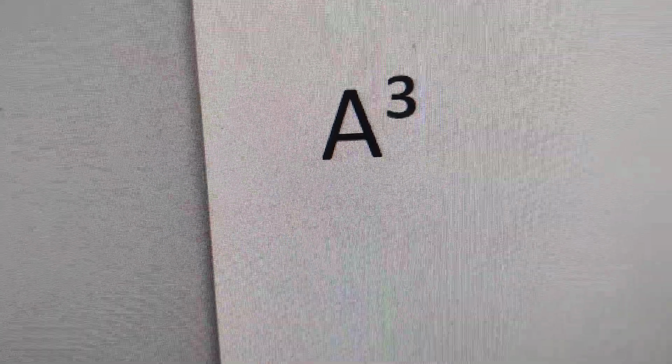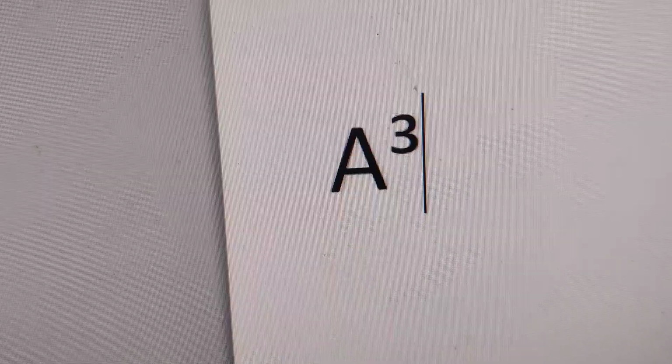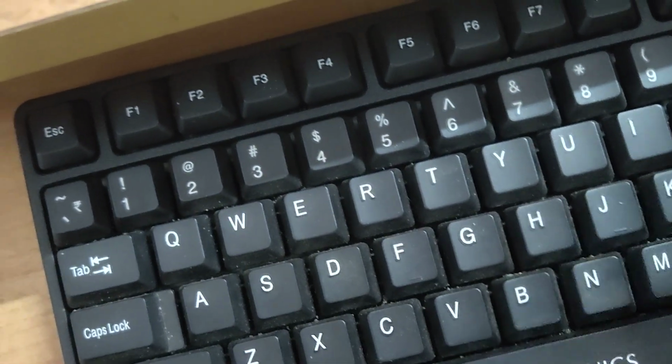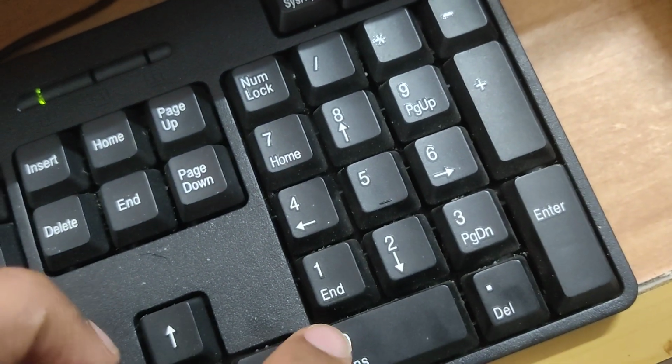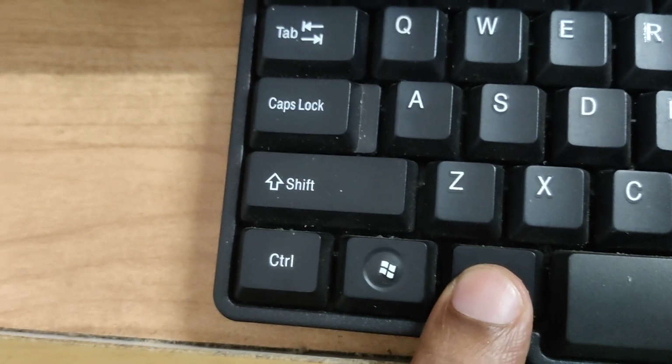So you can see that a cube arrives like this, and then you must click this plus button. Then again you must type the letter B, then do the same thing, that is press and hold this alt key, and after that you must type here 0179. After typing 0179, release your finger from this alt key.